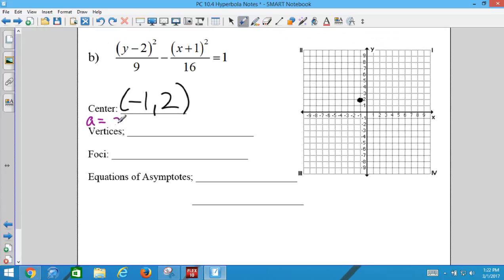Our A is 3, because A squared is always the first one. So A is 3. Now, A squared, A is underneath which variable? It's under the y, so we're going to change the y part of the center. We'll keep our x the same. We're going to take 2 plus or minus 3. So I'll get -1, -1, and -1, 5.